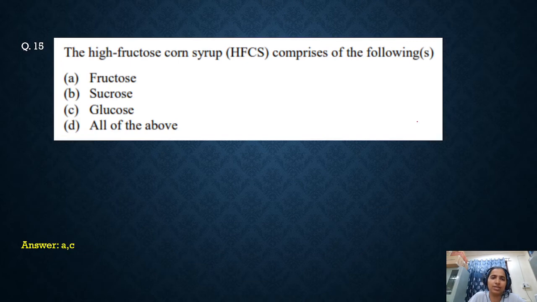Okay, this is the next question. Now we are talking about this high fructose corn syrup. In the last week, you have studied the fermentation of this also, high fructose corn syrup. So they are asking, this HFCS comprises of the following. What will it contain? Fructose, sucrose, glucose, and all of the above.